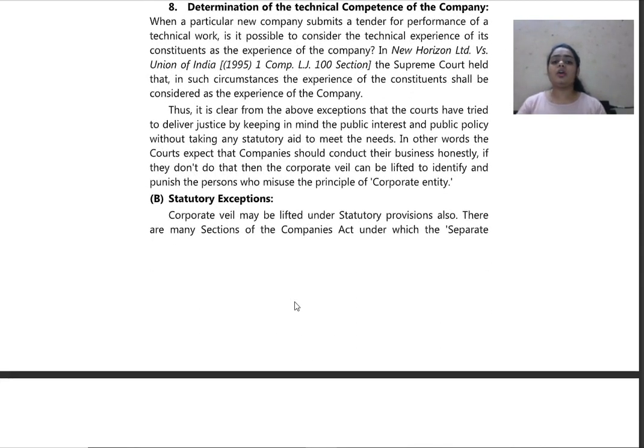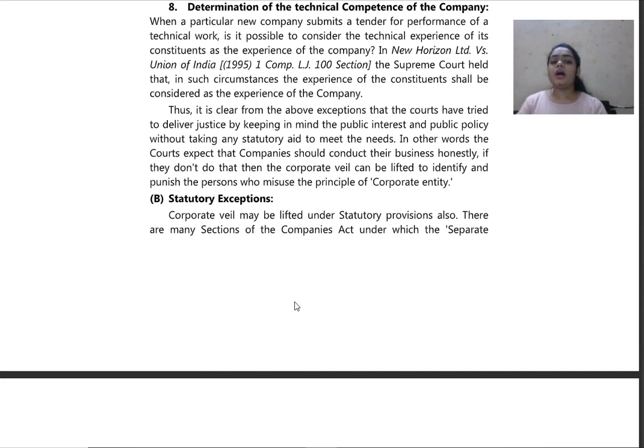Then, determination of technical competence of the company. When a particular new company submits a tender for performance of a technical work, it is possible to consider the technical experience of its constituents as the experience of the company. In New Horizon Limited versus Union of India, 1 Comp LJ 100, the Supreme Court held that in such circumstances, the experience of the constituents shall be considered as the experience of the company. So now what does this mean? Determination of technical competence of a company. Means what?